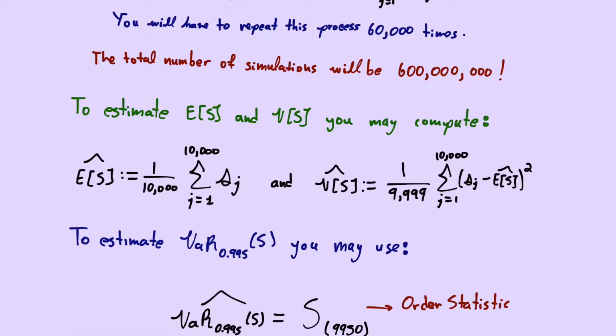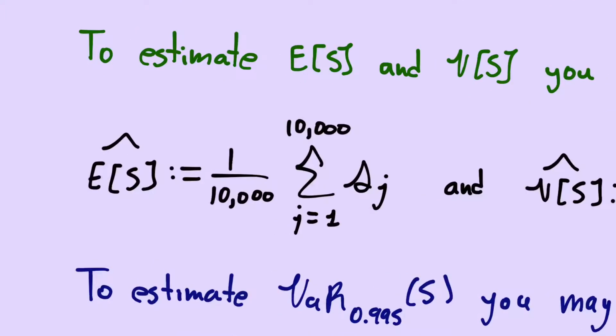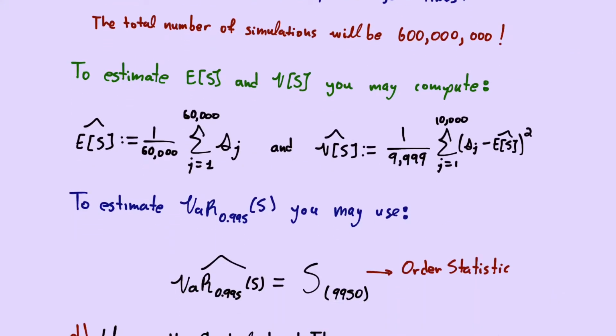How can you do this? For example, you can take as an estimation for the expected value of S the sample mean of these simulated observations, that would be 1 over n times the sum of the simulated observations of S. Sorry, here it is not 10,000. Here it is 60,000, because we will get 60,000 observations of S.